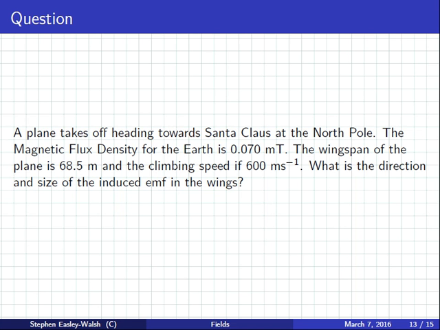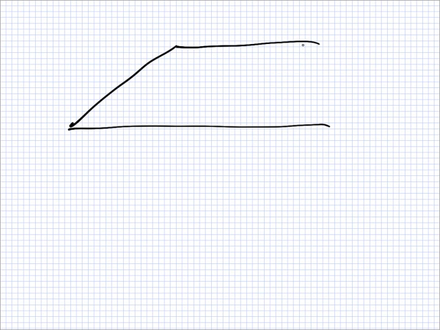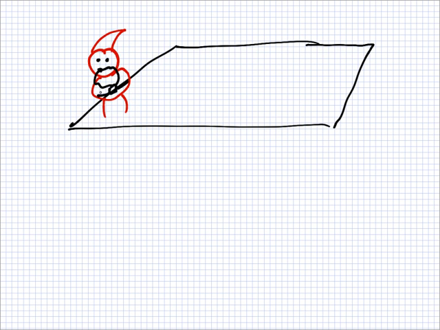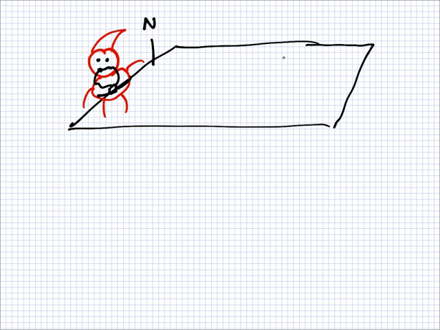Did you write this one down? A plane takes off and heads towards Santa Claus at the North Pole. Santa is at the North Pole. If you remember from my picture, when you have north and south, the magnet is actually like this, north and south. So the magnetic field heads to Santa. The magnetic field is going this way.